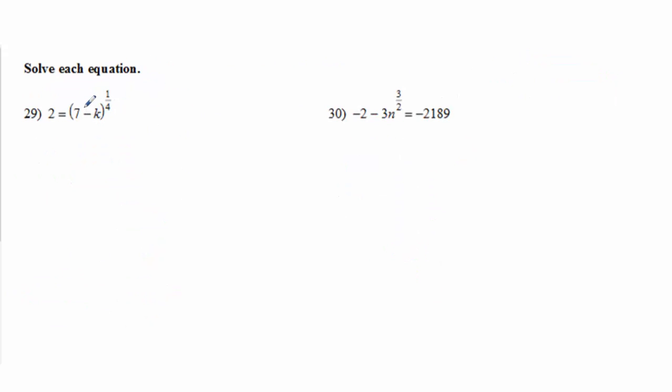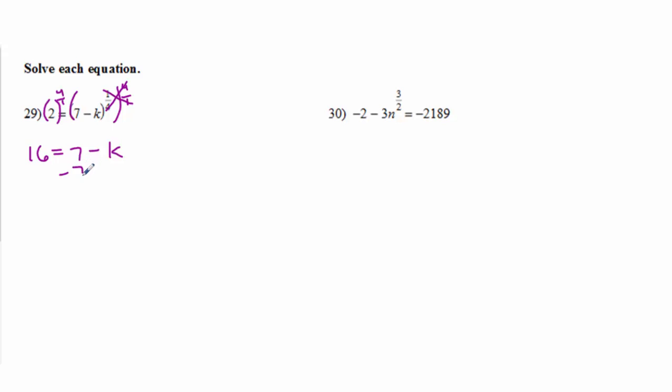On 29, we want to get the power part by itself. Like, this is a parentheses to the 1/4 power. So that's good. We want to raise each side of our equation to the reciprocal power. This is 1 over 4, so we're going to raise each side to the 4 over 1. So 2 to the 4 over 1 is 2 to the 4th, which is 16. You can type that in your calculator if you need to. On the right side, the whole point of this is to cancel out our power. So 1 over 4 times 4 over 1 is 1, leaving us with just 7 minus k.